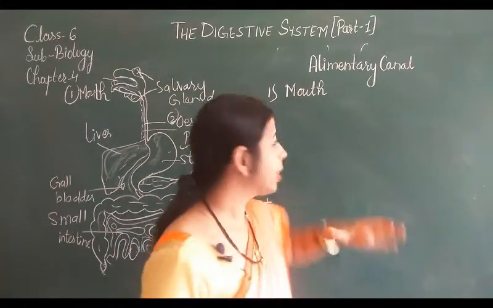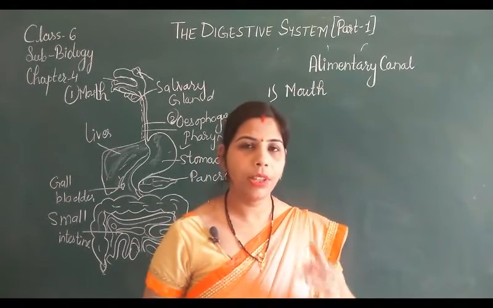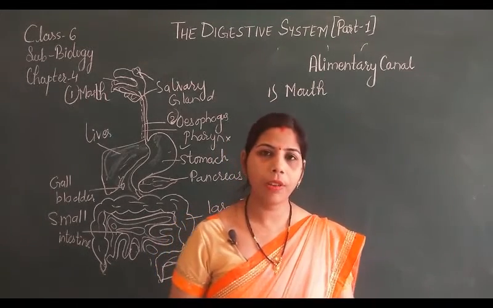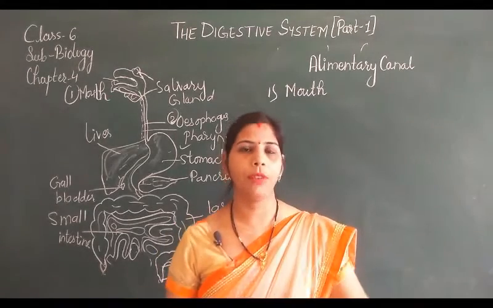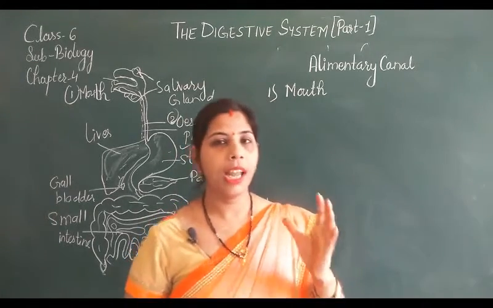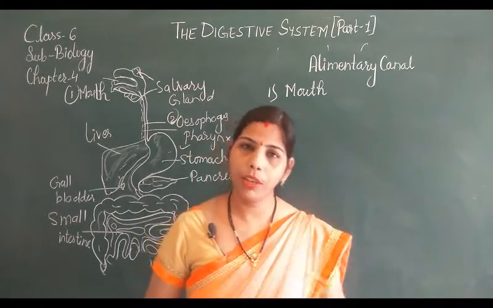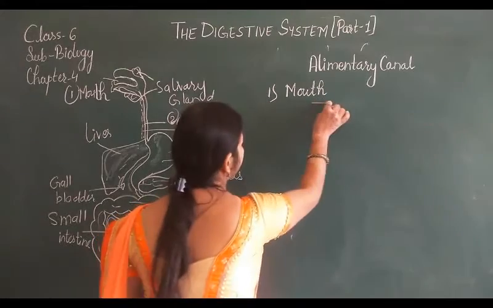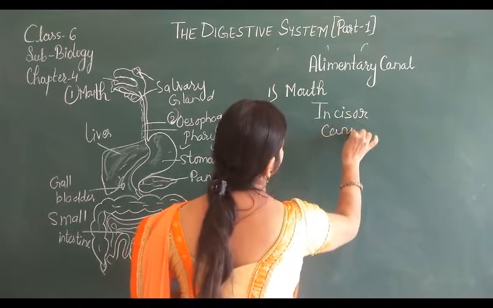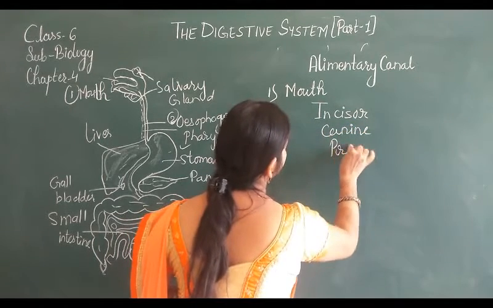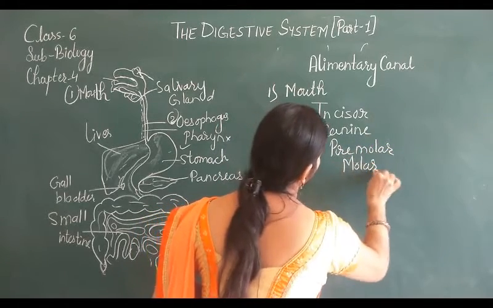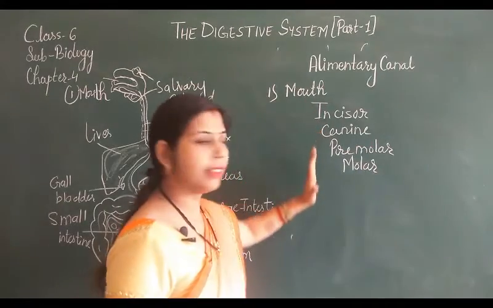Now कौन कौन से parts mouth में involve हैं? The part present inside the mouth is the tongue. Then some glands are also there, but we will discuss glands later on. First we will discuss the tongue and teeth. You all know that we have 4 different types of teeth. They are the incisor, canine, premolar and molar.